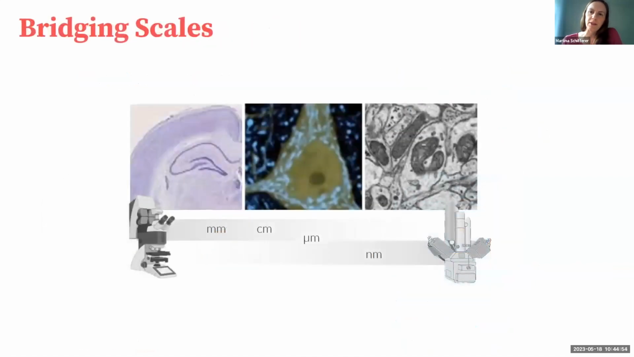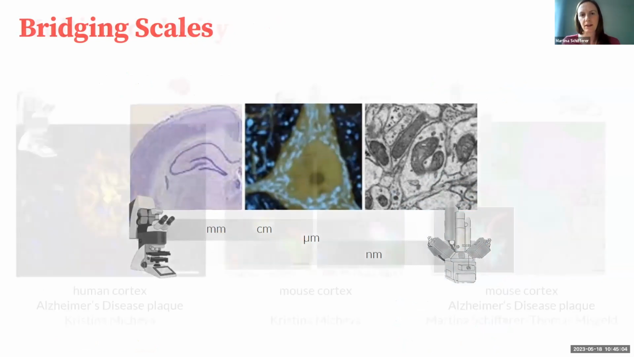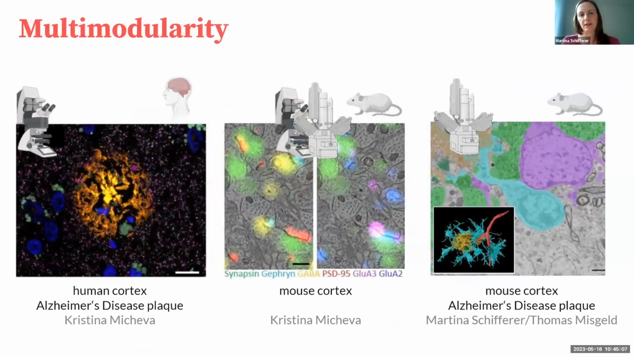So this brings me to the advantages of these techniques that we want to build on. So it's bridging the scales, because we have these different modalities from millimeter to nanometer scale. And with the different modalities, we can also, of course, answer different questions about molecular identity. So on the left side, for example, you can see light microscopy examples from Christina. That's even in a human sample, and then in the middle it's a correlative approach, and on the right hand side it's an ATOM approach solely with electron microscopy.